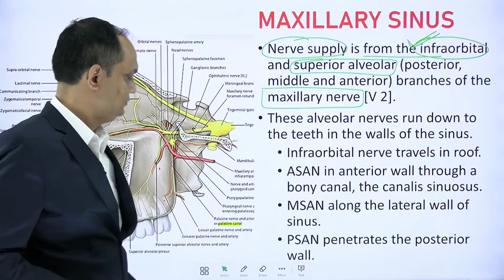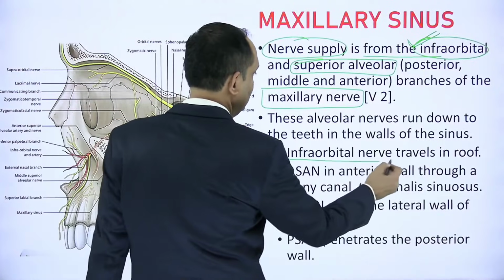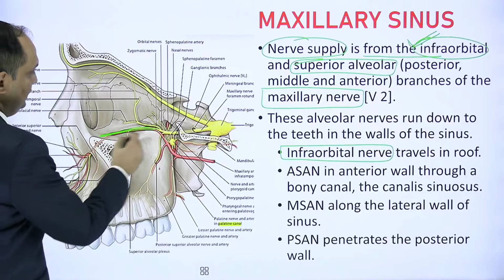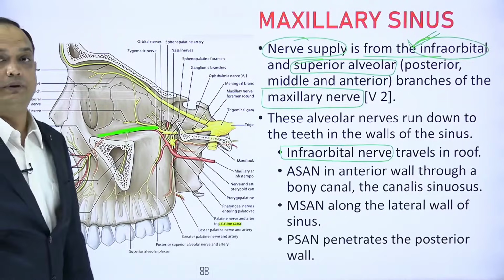Now this is again the question of your exam. When you see the infraorbital nerve, it travels in the roof. Here you can see this is the roof, and in the roof you have a nerve, and this nerve is the infraorbital nerve.